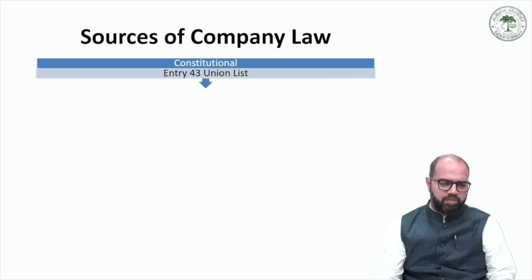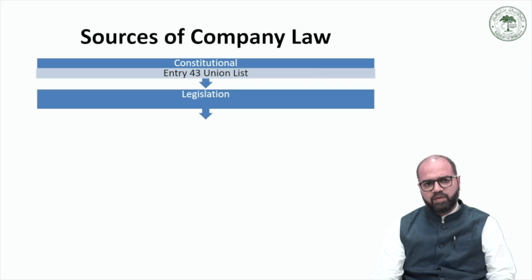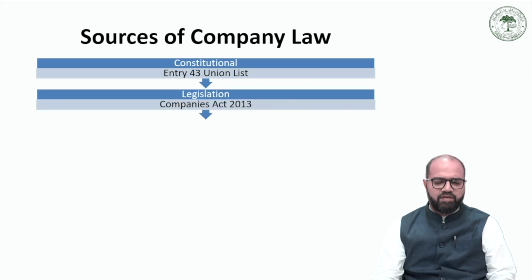So company law, being a domestic legislation, also has to have a source in the constitution. Entry 43 of the Union List, which talks about legal regulation of business organizations, is the source of company law. Next is a kind of law known as legislative law. In exercise of entry 43 under the Union List, the Parliament has enacted a legislative law known as the Companies Act 2013.